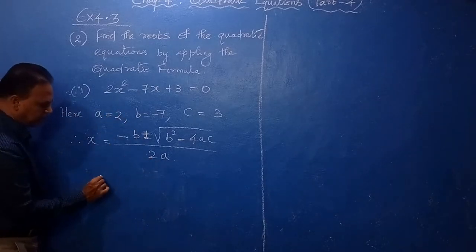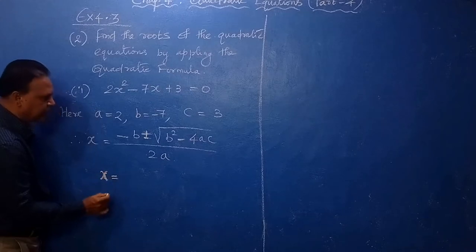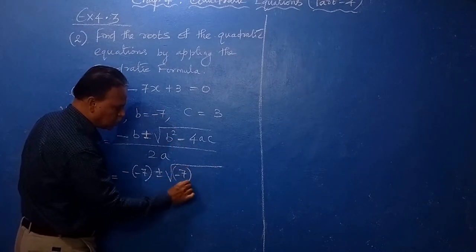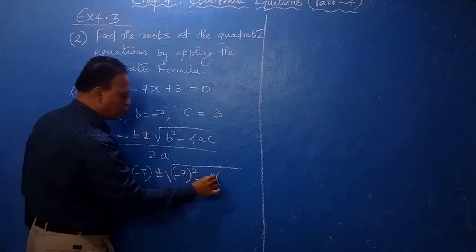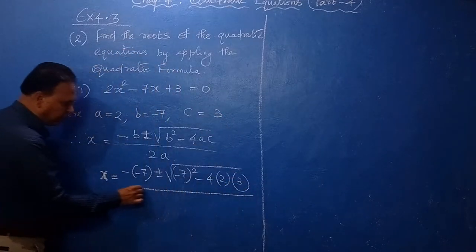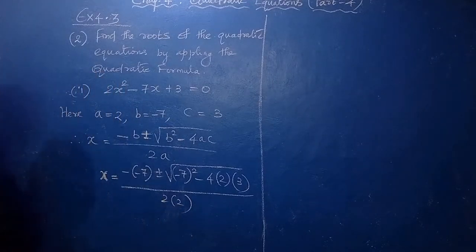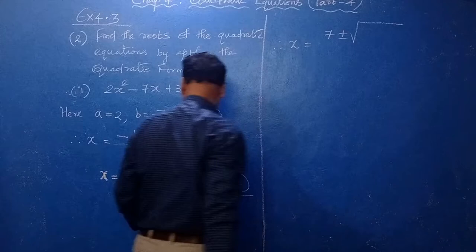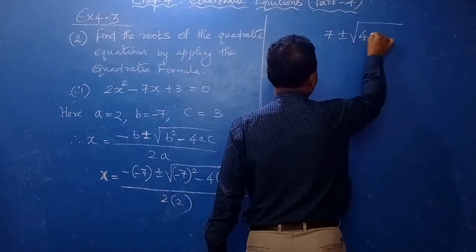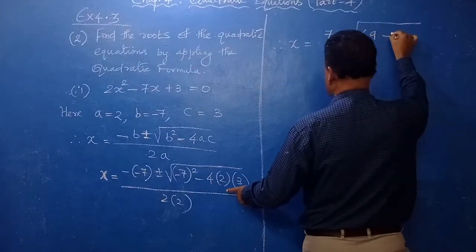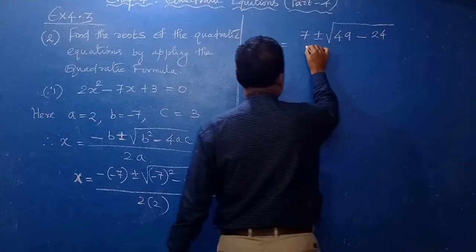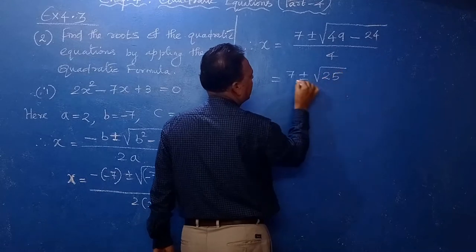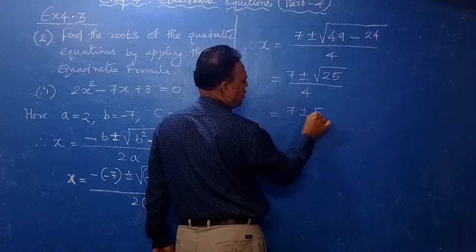Now you just put the values in this formula. Therefore, x is equal to minus b, minus of minus 7, plus or minus square root of minus 7 whole square, minus 4 into a, which is 2, into c, which is 3, the whole divided by 2 into a, which is 2. Therefore, minus of minus is plus. x is equal to 7 plus or minus square root of minus 7 whole squared is 49. Minus 4 into 2 is 8, 8 into 3 is 24. The whole divided by 2 into 2, that is 4. Now, 7 plus or minus square root of 25 by 4. So that is 7 plus or minus 5 by 4.